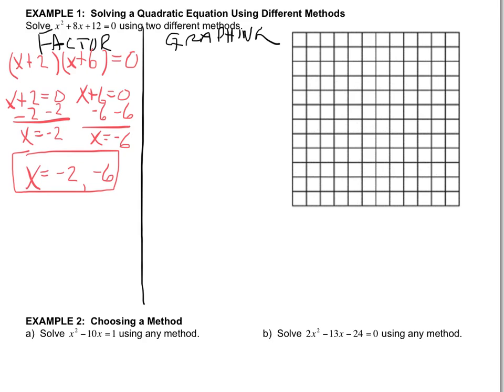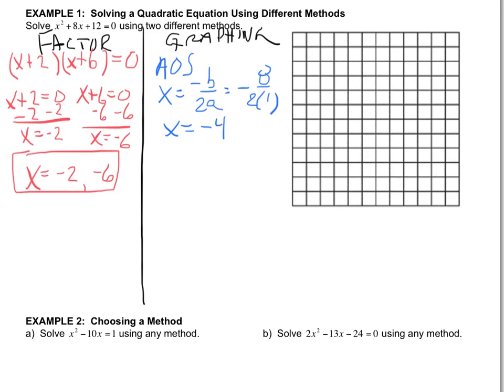Now I want to think about the graphing method. The quadratic that we were given was already in standard form, so I'm going to go through my steps. I'm first going to find my axis of symmetry, and I do that by finding x equals -b over 2a. My b value is the 8, so it is -8 over 2 times the 1 for my a value. -8 over 2 is x equals -4. So our axis of symmetry is at -4.